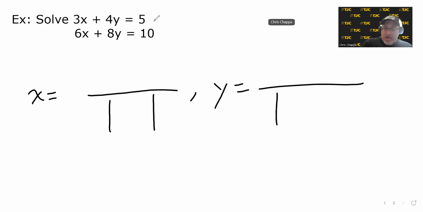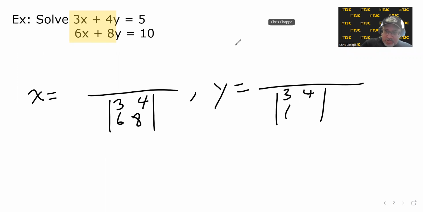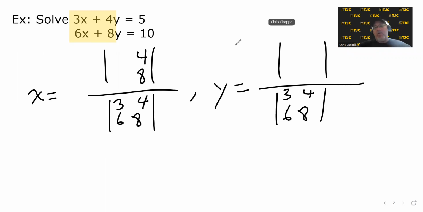Okay. For our denominators, we just take the coefficients, the determinant of the coefficient matrix. So 3, well, same as it was before: 3, 4, 6, 8. In the numerators, on the x numerator, we replace the x coefficients, which means the y coefficients stayed the same. And on the y numerator, we replace the y coefficients, which means the x coefficients stayed the same. And then we replace the other replacements with the constant terms, which are 5 and 10.